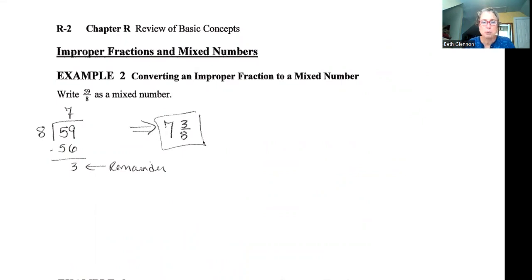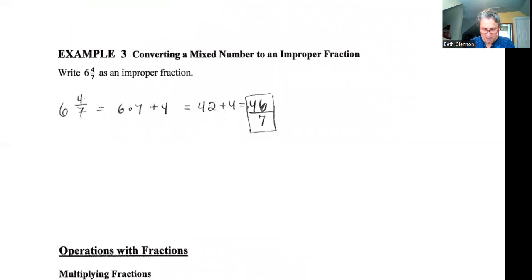Here's a quick convert an improper fraction to a mixed number. Here I left the old school long division. You know that 8 is going to go into 59 7 times. So you have the 7, and then your remainder here is 3. Any time you have that remainder, you just take that 3 and put it over the divisor of 8. So that's easy peasy. And then going the other direction, you're going to multiply the 6 and the 8 together. That's going to give you 42, and add on the 4. So not such a big deal.